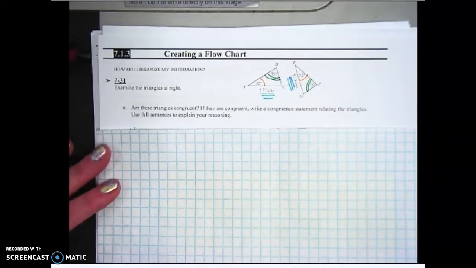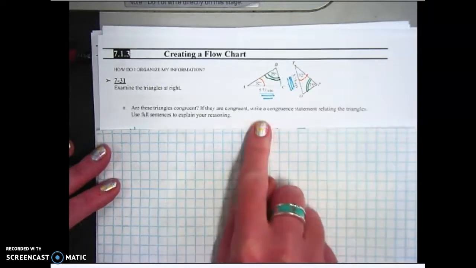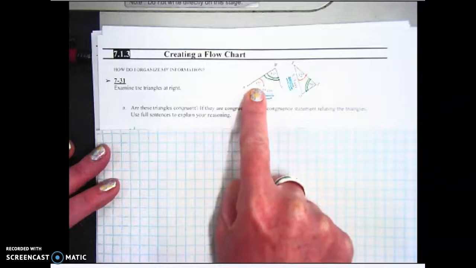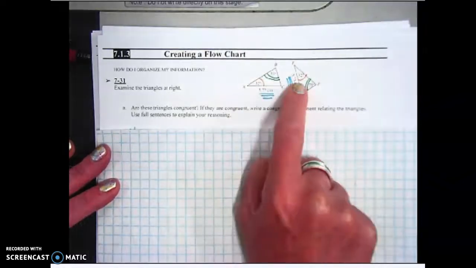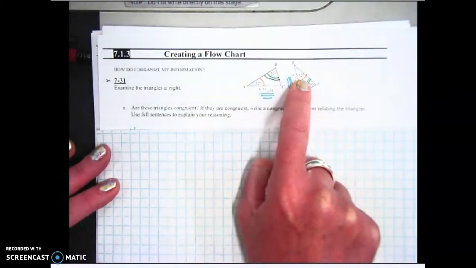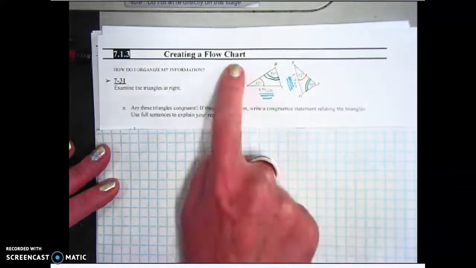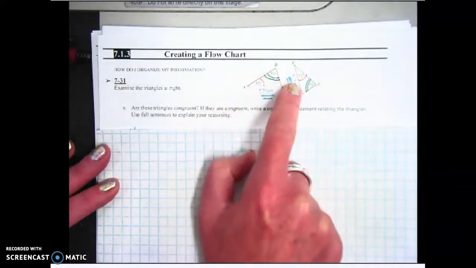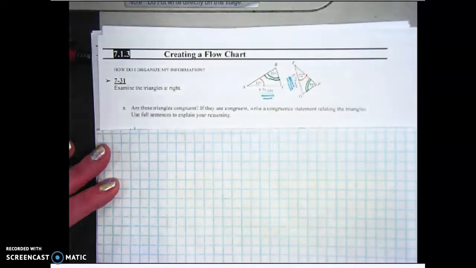All right, so what I did is I looked to see if I could match up any of the information that was given. On the triangle on the left, I found this angle that was 32 degrees, and I also found an angle on the right triangle that was 32 degrees. So I put a single arc on each because those two match up with each other, okay?